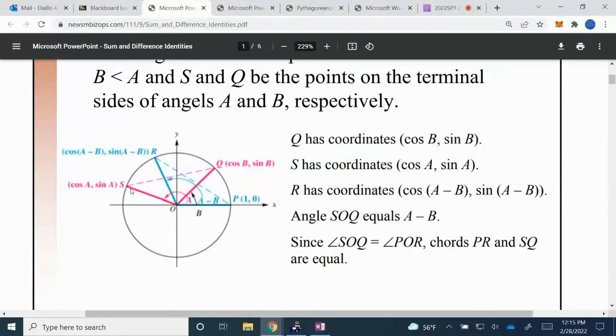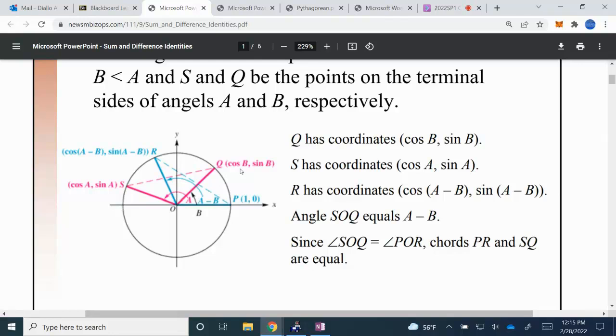And then we have what are called chords. A chord goes from one rim of the circle through the other. So we have R, S, Q, and P, and these are just based on the terminal sides of our three angles. P is where the angles start. Q has the coordinates cosine B, sine B. So here is Q, which was our angle B.